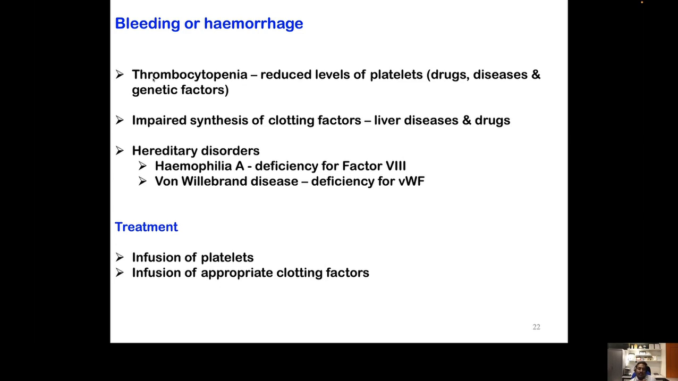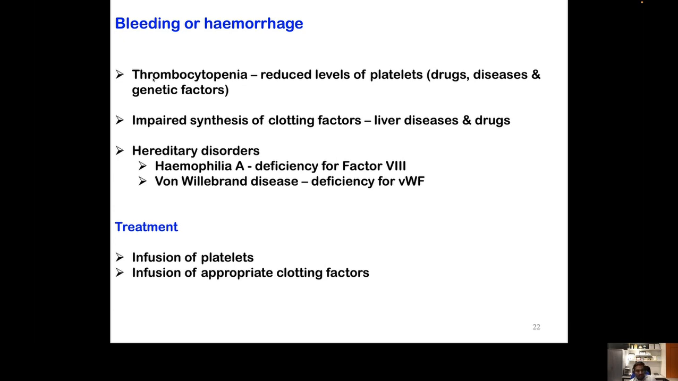Then the next is hereditary disorders. For example, hemophilia A, which means a deficiency of factor 8. These people will not have a sufficient amount of factor 8 in their blood. And without factor 8, the clotting cascade cannot go, particularly the intrinsic pathway. So it's really important to have this factor. And then von Willebrand disease, which means they will not have a sufficient amount of von Willebrand factor. This is another factor important for platelet activation and platelet aggregation. So if this factor is insufficient in somebody's blood, then they are likely to bleed for a long time.